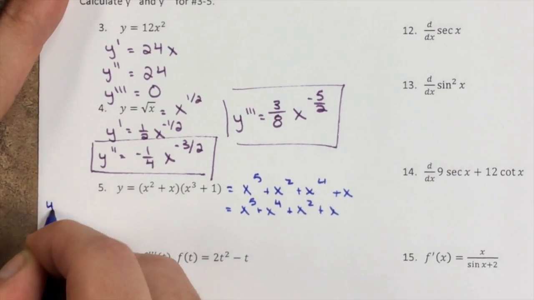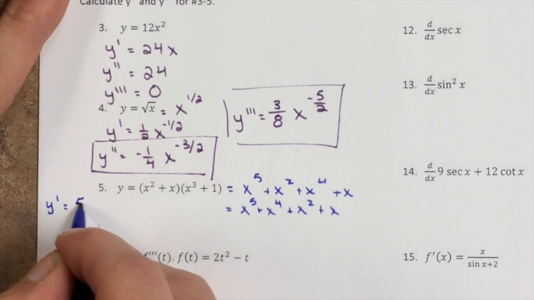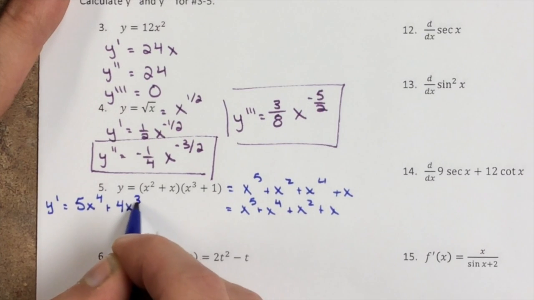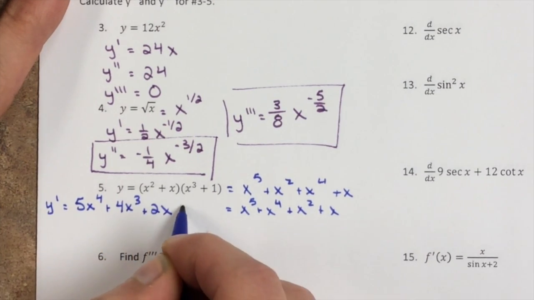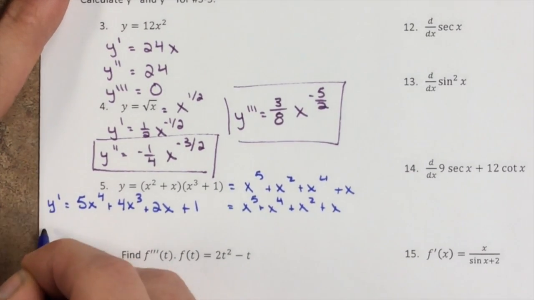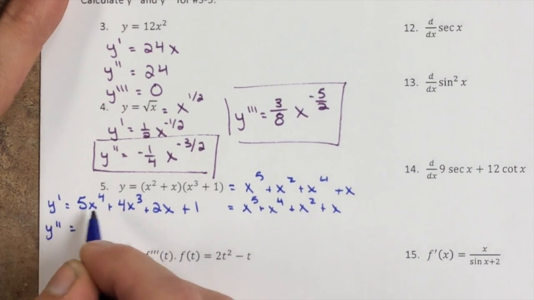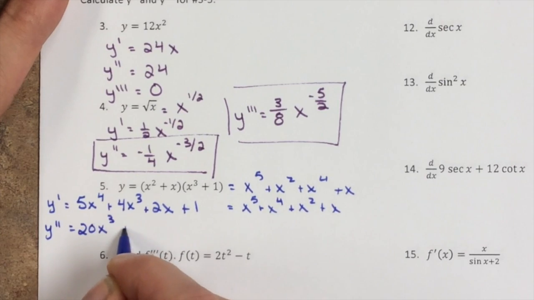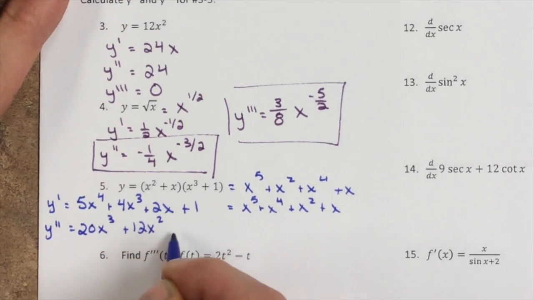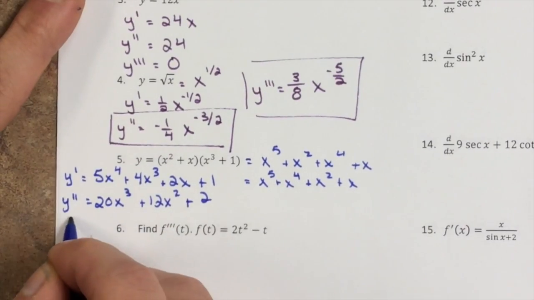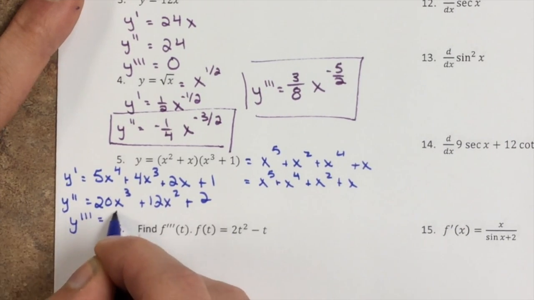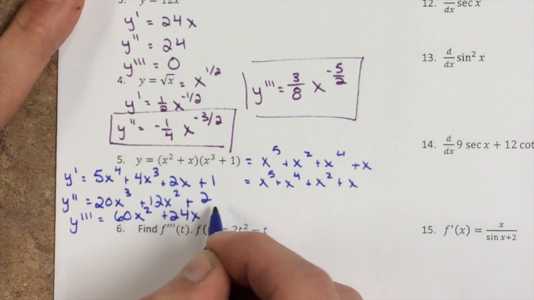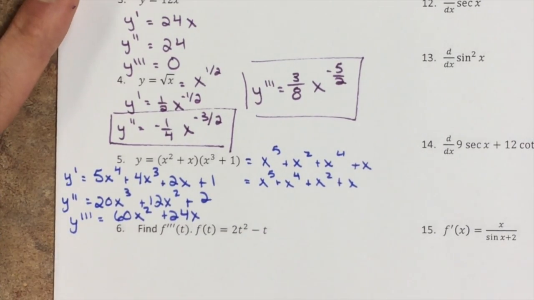So first derivative is 5x to the 4th plus 4x cubed plus 2x plus 1. Second derivative, power rule again. So you get 20x cubed plus 12x squared plus 2. Y triple prime is 60x squared plus 24x plus 0. Done.